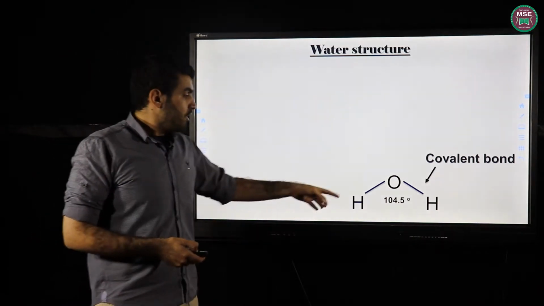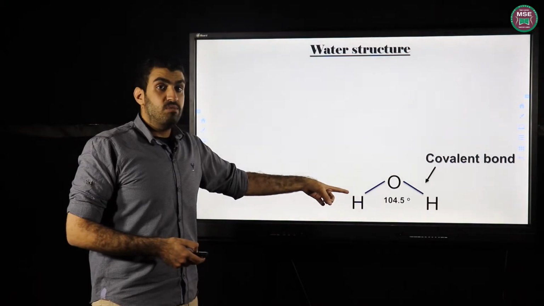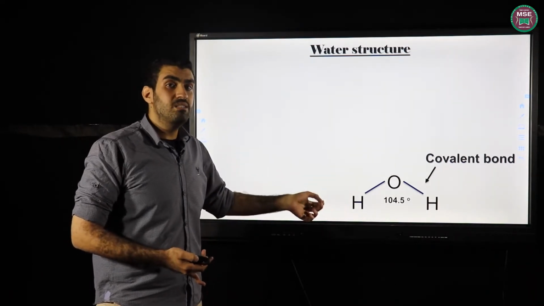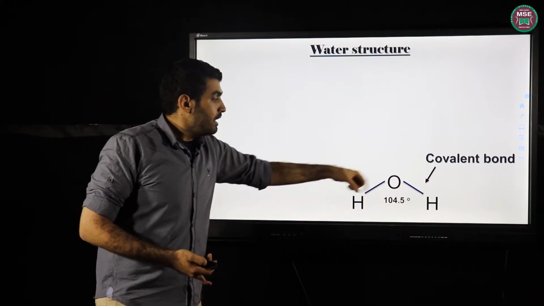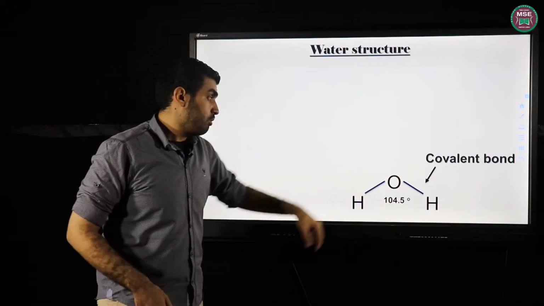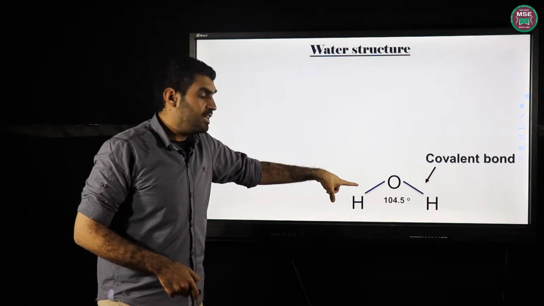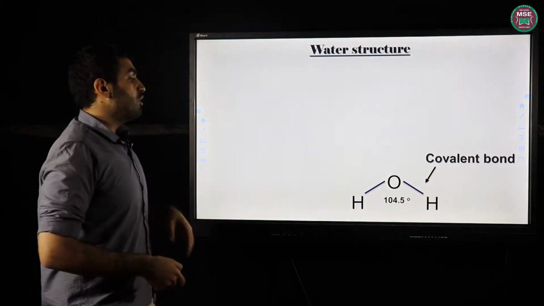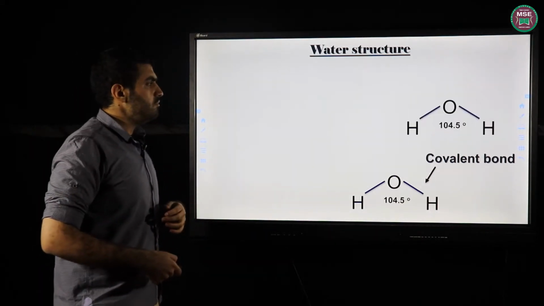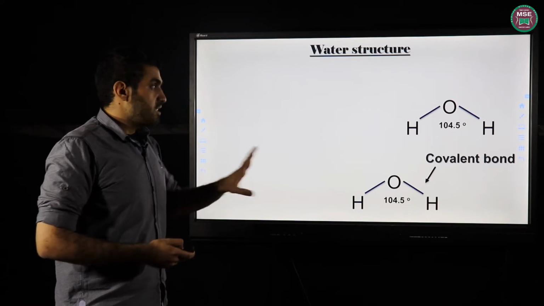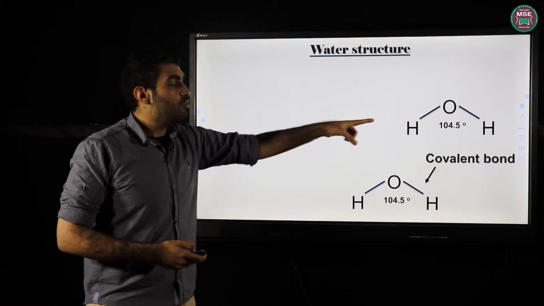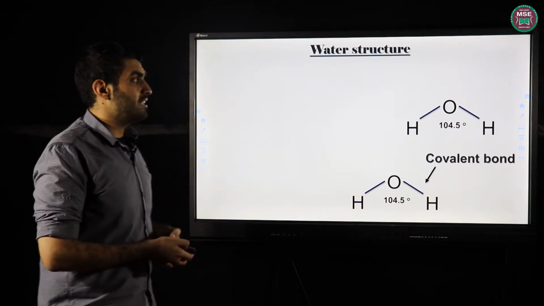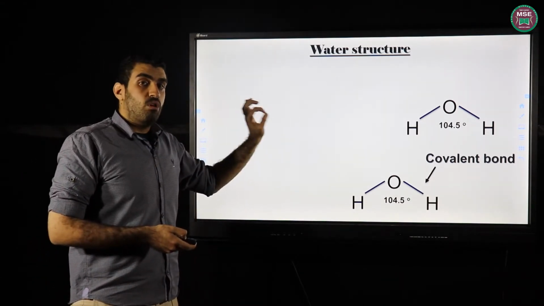Again, the bond found between oxygen and hydrogen is formed due to sharing of electrons. So it's a covalent bond, and its type is single. One bond and another one bond. The angle found between the two bonds is 104.5 degrees. Another water molecule, same components: an oxygen atom and 2 hydrogen atoms with 2 single covalent bonds linking the atoms, and the angle found is 104.5.